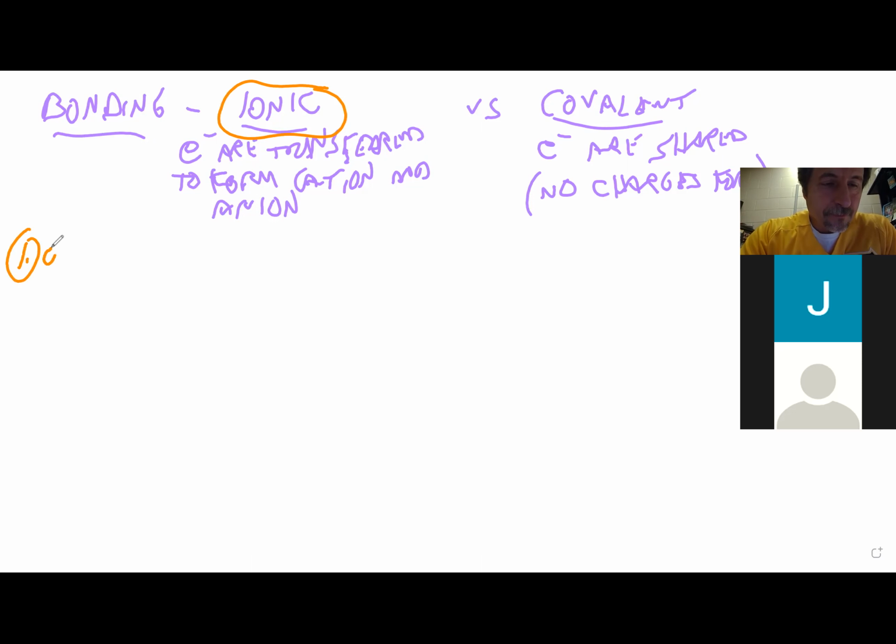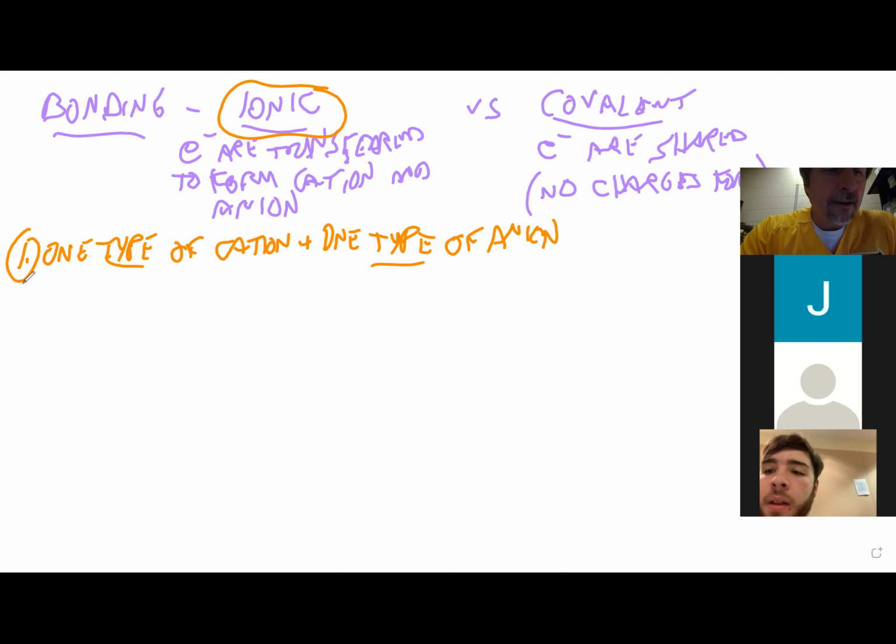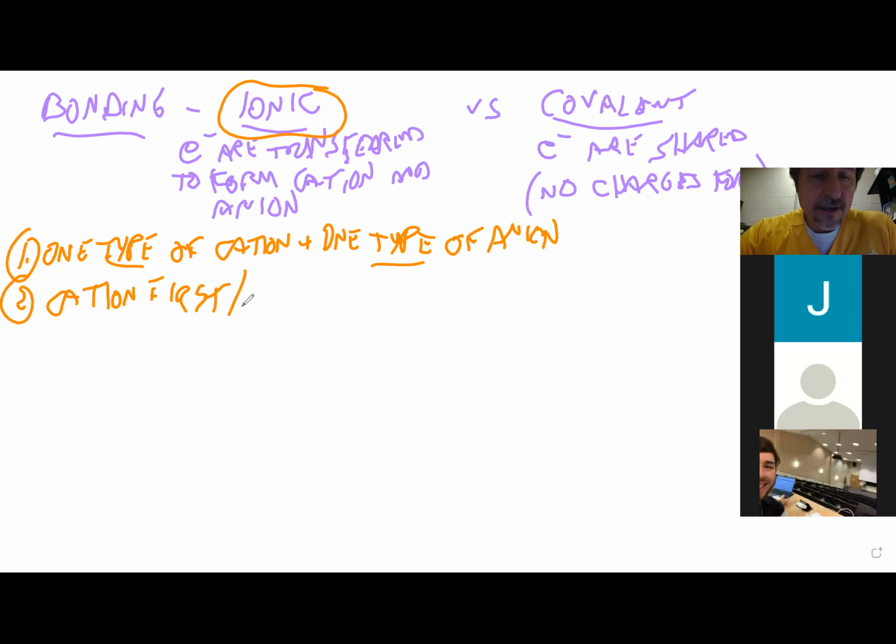Number one. Every ionic compound only has one type of cation and one type of anion. With me, you're never going to have like calcium, chlorine, fluorine. It's never going to be. All right, so you can identify the cation and then identify the anion. Cation first, anion last.